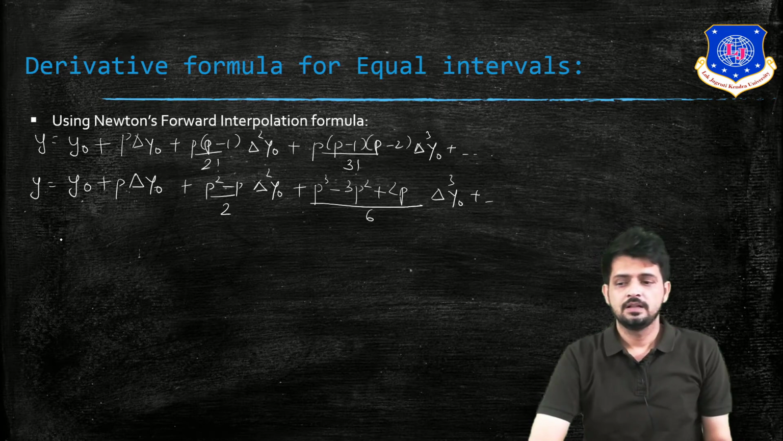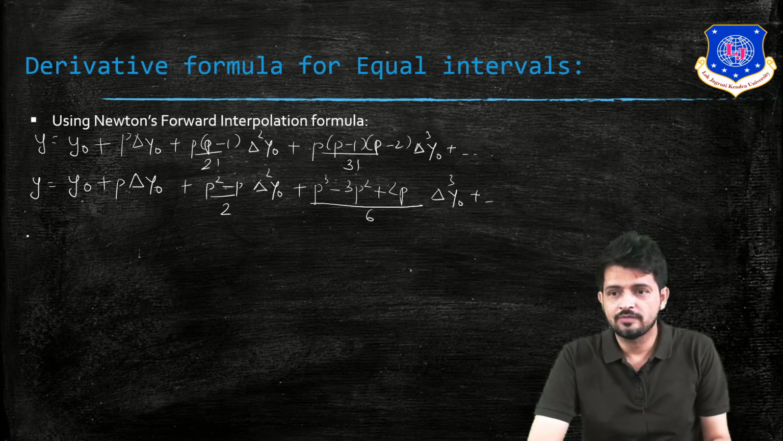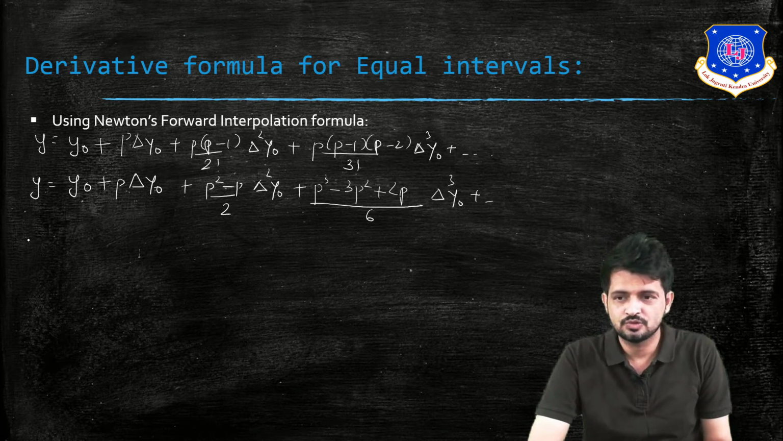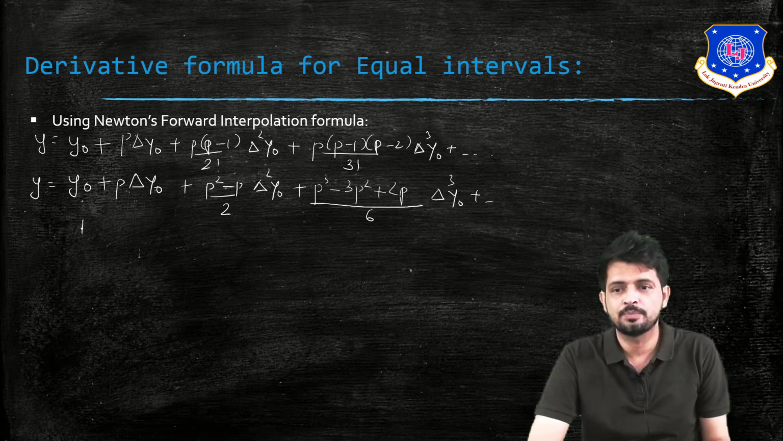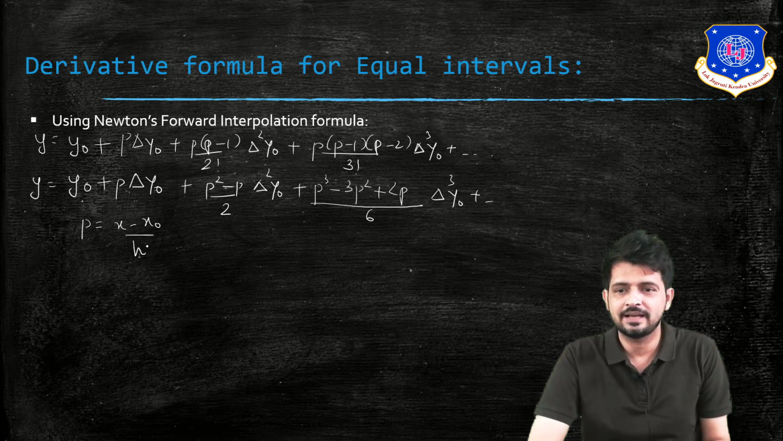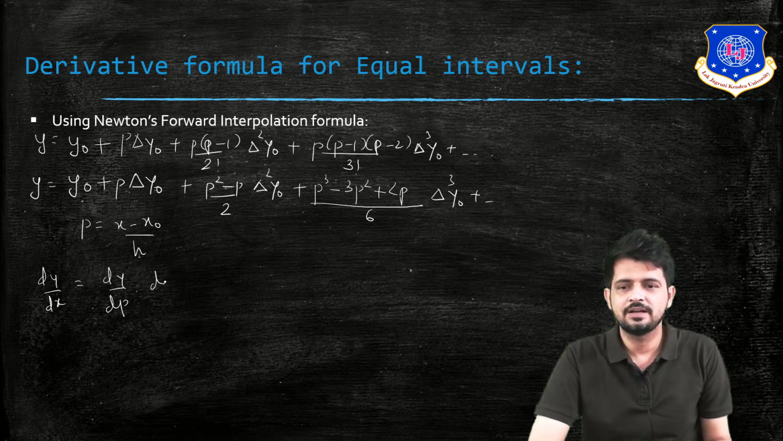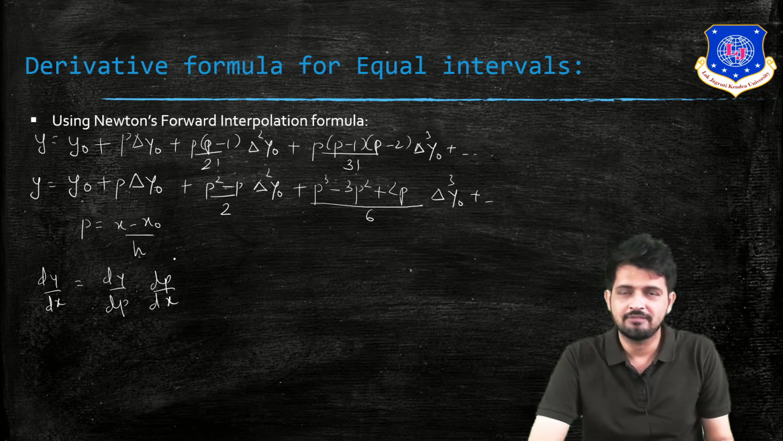Now we have to take the derivative of this. It is a function of p, so first of all we have to take the derivative with respect to p. Now what is the value of p here? p can be written as x minus x0 upon h. So if I want to find dy by dx, how can I find it? dy by dx can be found by dy by dp into dp by dx, because p is a function of x and y is a function of p. From this, what will be the value of dp by dx?